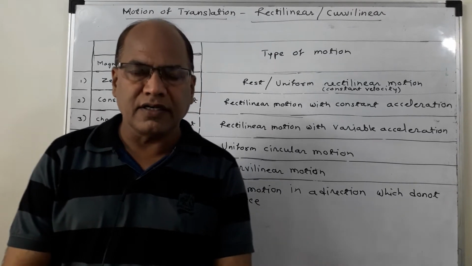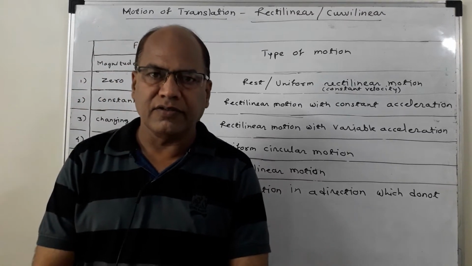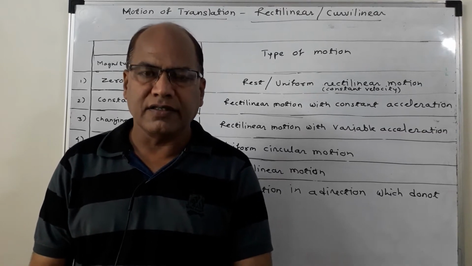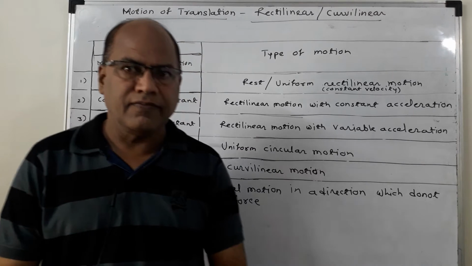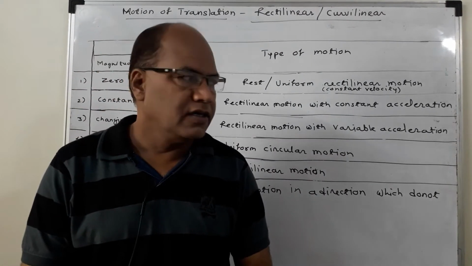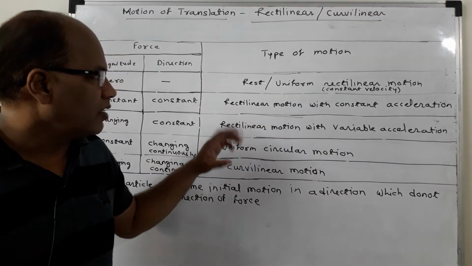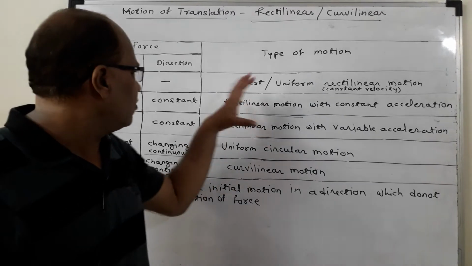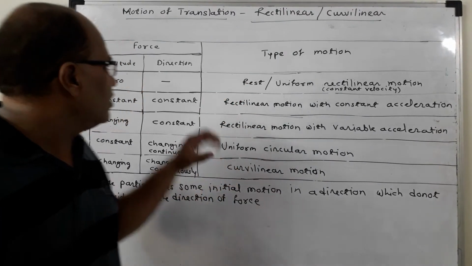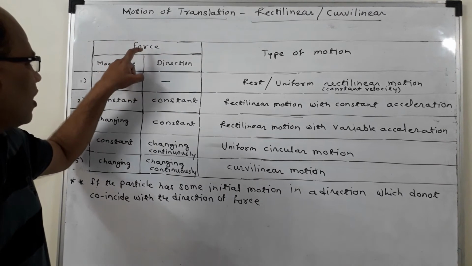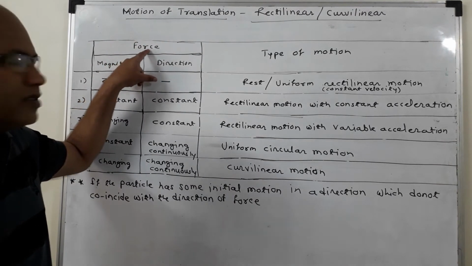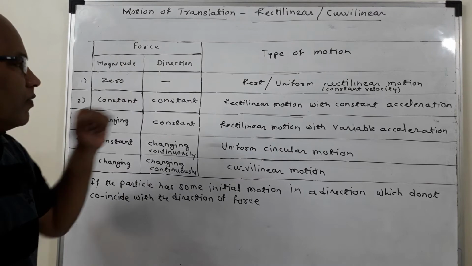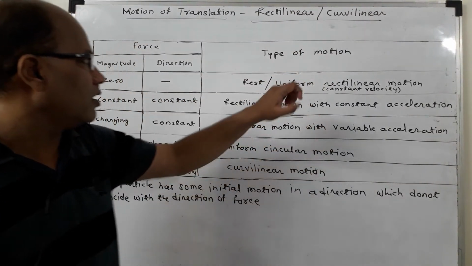Now the magnitude of this resultant force and the direction of the resultant force may remain constant or they may change. Depending upon whether the magnitude and direction are constant or varying, the type of motion can be discussed. So here I have prepared one table, and with the help of this table I am going to discuss the type of motion which the particle is going to perform. In this first column I have written force. This force means the resultant force. The force can have magnitude as well as direction, so there are two sub-columns over here, and the type of motion I am discussing in this column.